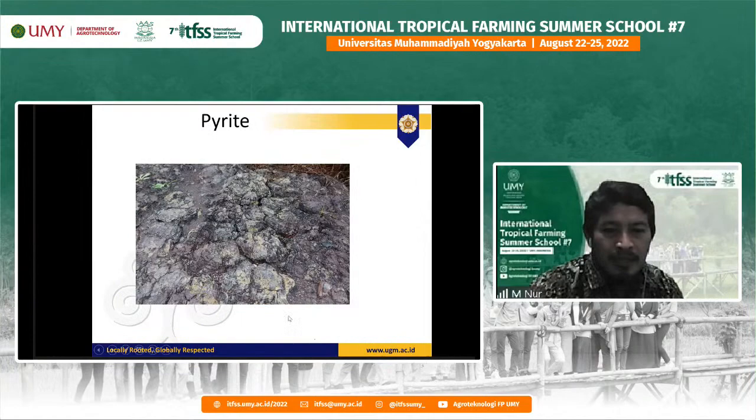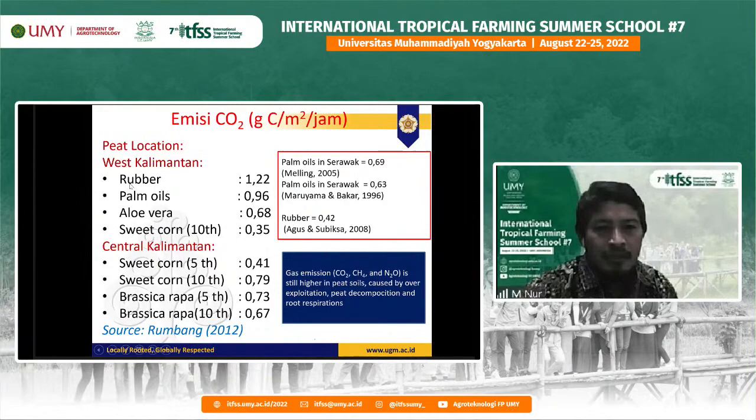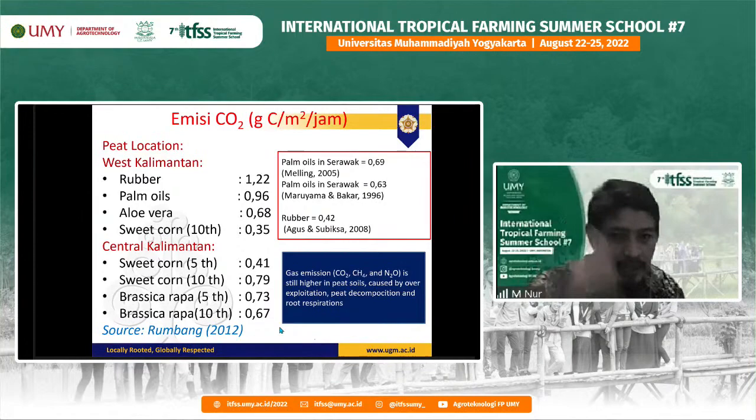This one is very dangerous. This one is pyrite. Pyrite is very dangerous because of the oxidation of pyrite. The pH is very low. We measured here a pH of around 2, 2.5. Now, this is another thing about gas emission. Actually, we also have many research problems. Another problem is gas emission, for example carbon dioxide and then methane and also N2.